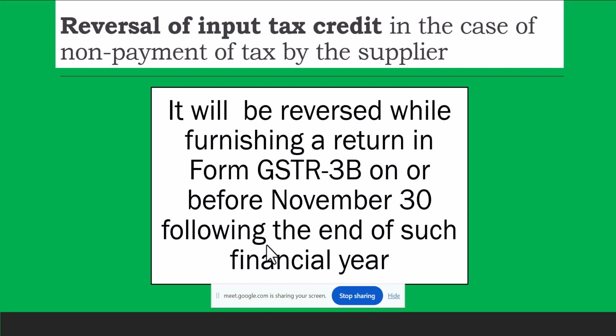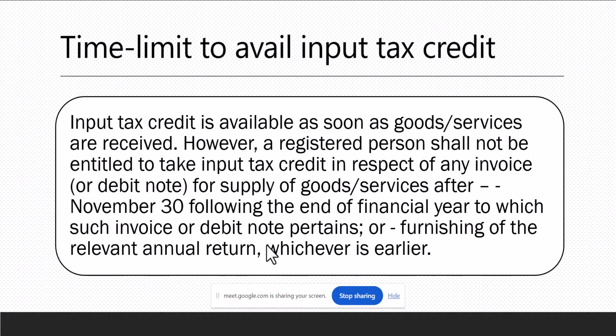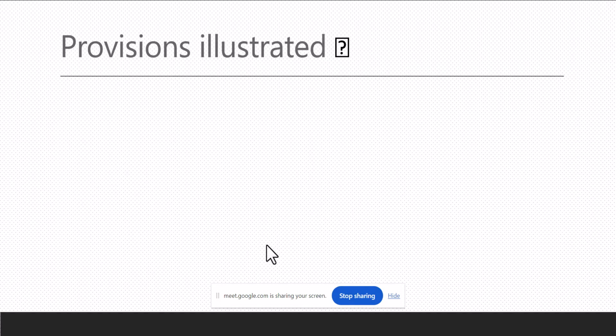It will be reversed while furnishing a return in form GSTR-3B on or before November 30 following the end of such financial year. So this is the last date by which he should be reversing it. Okay, टाइम लिमिट ये हमने कर लिया था.